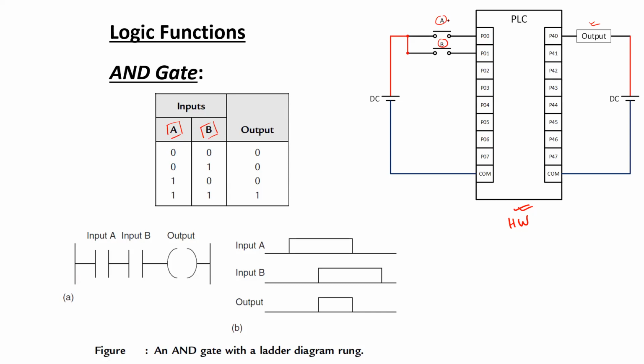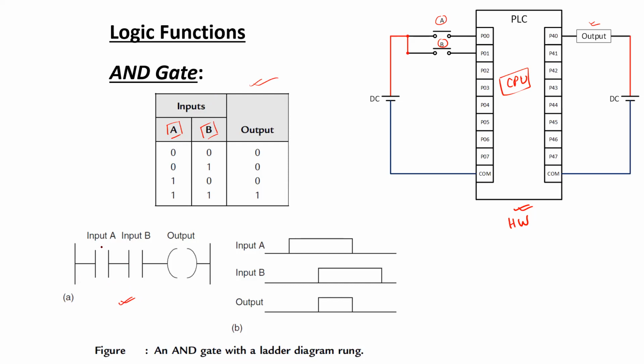How these input switches A and B should be related in order to generate output according to this truth table has to be informed to the CPU in terms of the ladder diagram. The ladder diagram used for this implementation of the AND gate is shown over here. To implement an AND gate, we can use two normally open contacts and place them in series with the output coil.